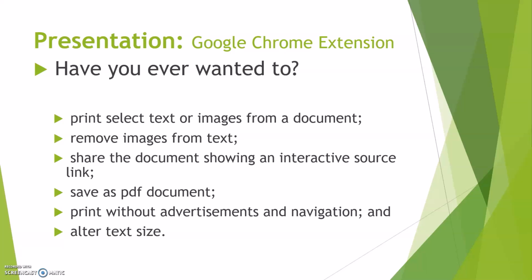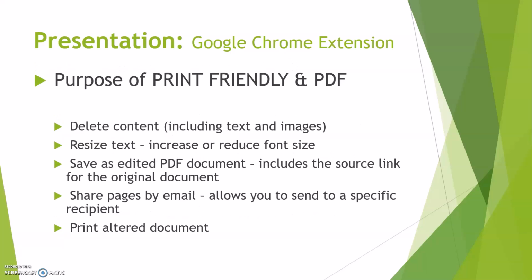I know that all of us at some point have had an assignment to submit that required a lot of research, and you wanted to print or select specific text from an article or book instead of the whole article, to avoid wasting pages and ink. You didn't want the images in the text. You wanted to share the post with the interactive links, save it as a PDF document, print without the toolbars, sidebars, and navigation bars, or change the size of the font. Now there's an extension that can do this all for you. It's called Print Friendly and PDF extension.